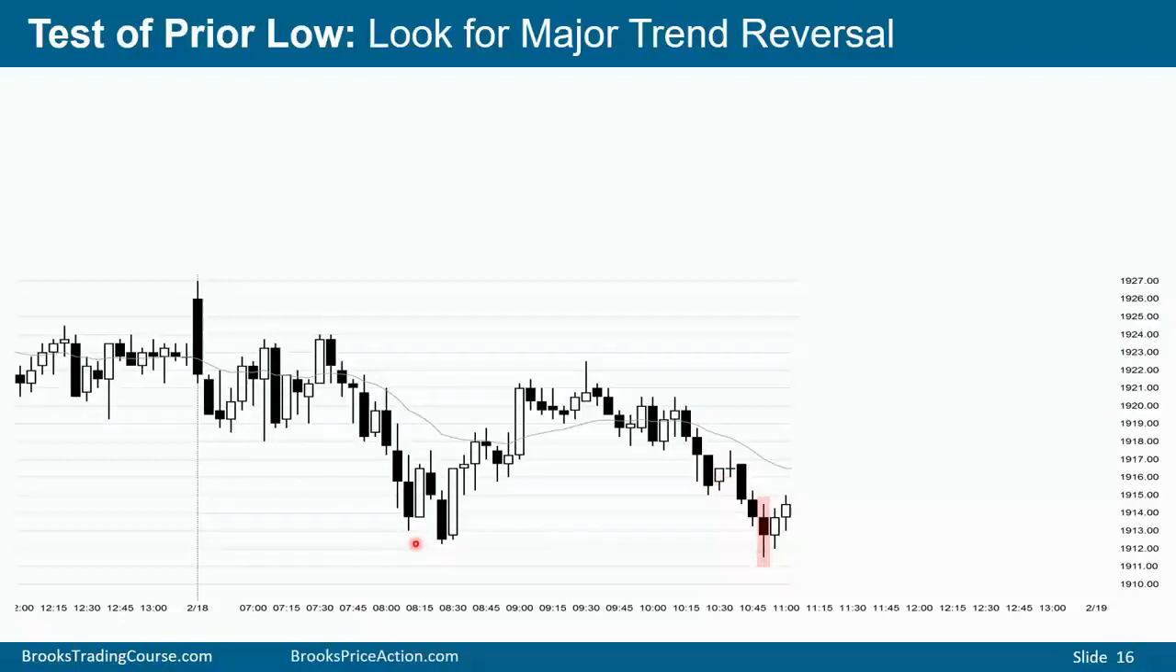Well, a lot of scalpers will buy with a limit order at this low and get filled here. Other traders will look to scalp on a reversal up, or maybe if we get a micro double bottom and then a reversal up.